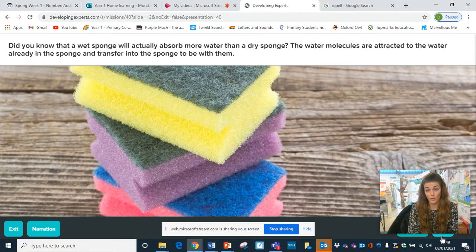Did you know that a wet sponge will absorb more water than a dry sponge? The water molecules are attracted to the water already in the sponge and transfer into the sponge to be with them. So when there's a dry sponge, the wetter it gets, the more it soaks up.